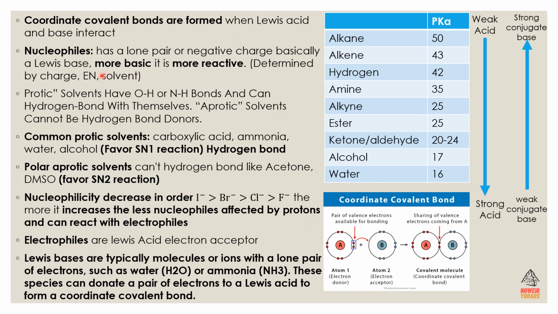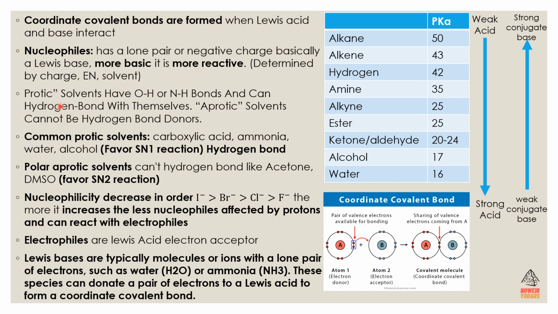Next we have nucleophiles. Nucleophiles have lone pairs or a negative charge, and they are a Lewis base. So we were speaking about Lewis bases earlier. A nucleophile likes to donate its electrons to the electron acceptor, and the more basic it is, the more reactive it is. The basic qualities of a nucleophile are determined by charge, electronegativity, and the solvent itself. Some examples of nucleophiles that donate are hydroxide ions, ammonia, water, and halide ions, and we'll be speaking about that real soon.